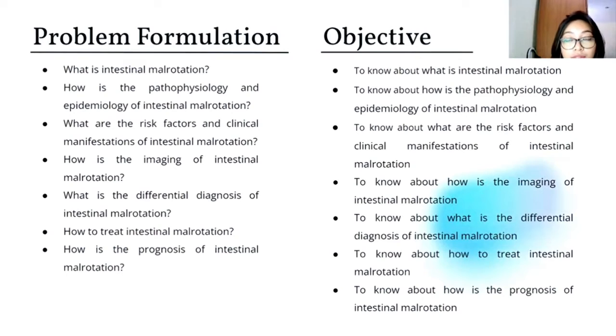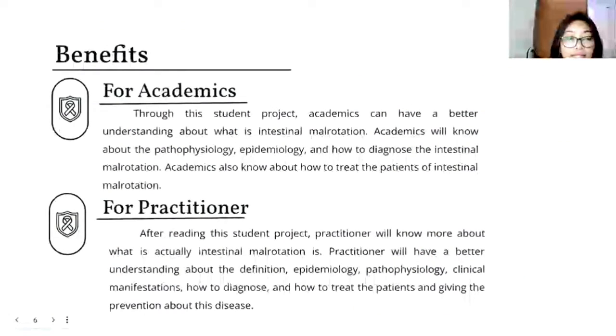For the objectives, the first is to know what intestinal malrotation is, to know the pathophysiology and epidemiology, to know the risk factors and clinical manifestations, to know the imaging, to know the differential diagnosis, to know how to treat intestinal malrotation, and to know the prognosis of intestinal malrotation. And the last is benefits.